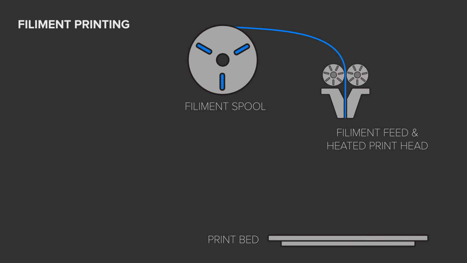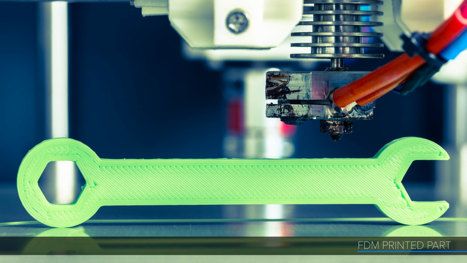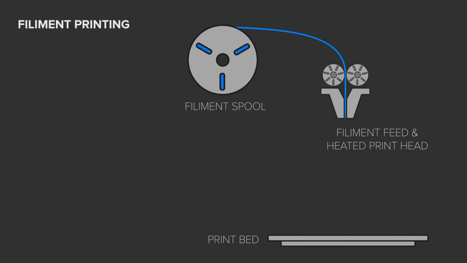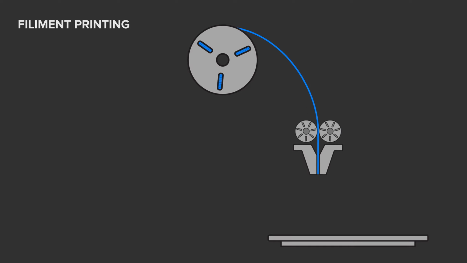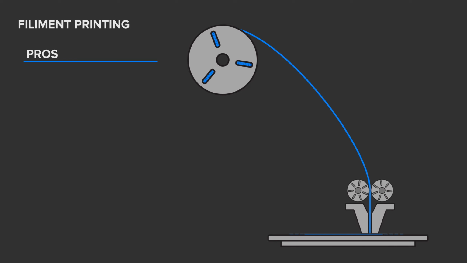Filament printers are the most common 3D printing machines and are what most people have at home or in their shop for personal use. These printers use a process called fused deposition modeling, or FDM. FDM machines print using a spool of plastic wire or filament that is fed into a heated print head. This print head essentially draws in each 2D layer to build up a part.